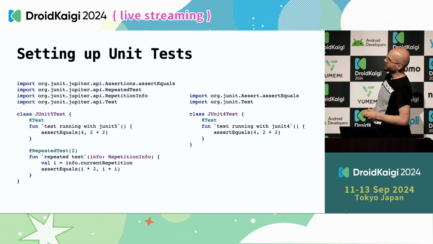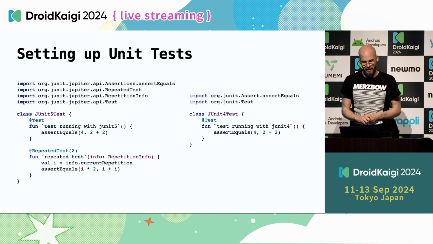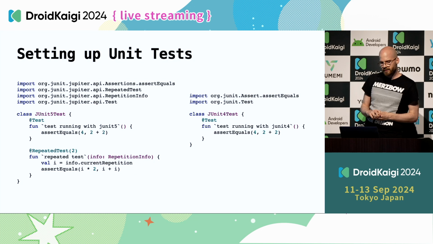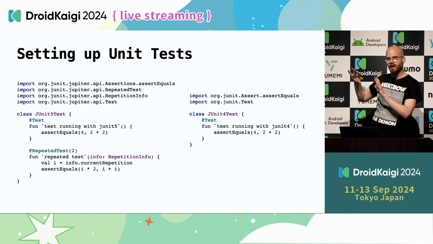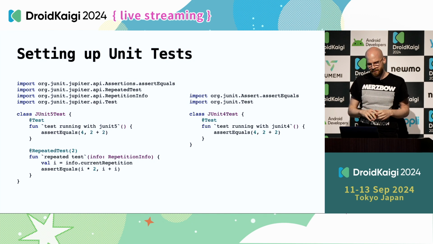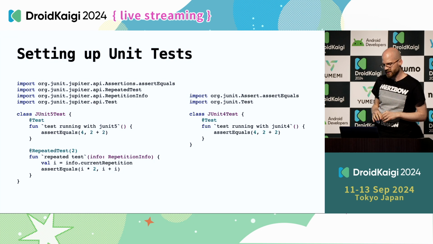So on the left, we have a JUnit 5 test class. On the right, we have a JUnit 4 test class. You see here, there's a sneak preview. One of the tests on the left is not a normal test. This is a repeated test. I will get to this later. Remember it for now. This is a kind of sneak preview of the kind of tests that you can do.